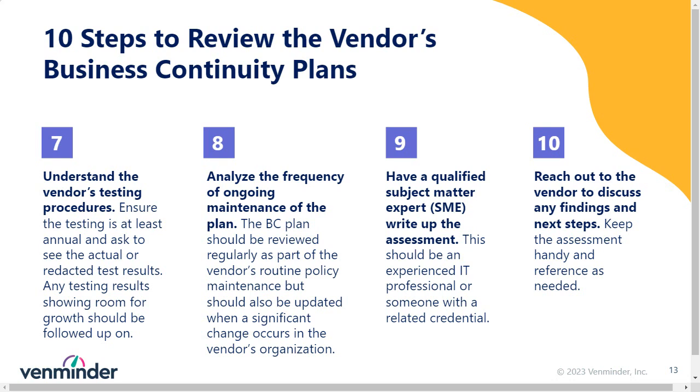You'd be very surprised at the number of times I've reviewed BCPs that state they were reviewed annually, but then I look at the revision history and it shows that it was last updated in 2019 or in 2020, which is more than 3 years ago. If you come across a situation like this, you may want to go back to your vendor and request a more current BCP.